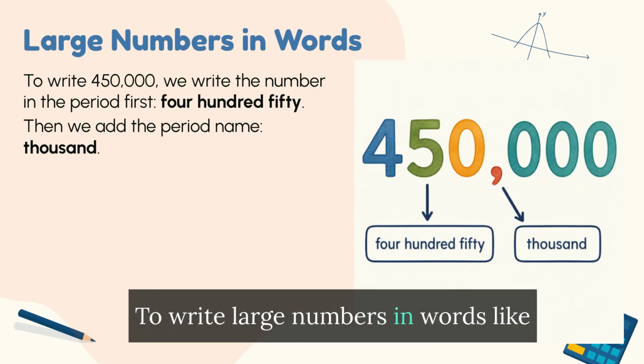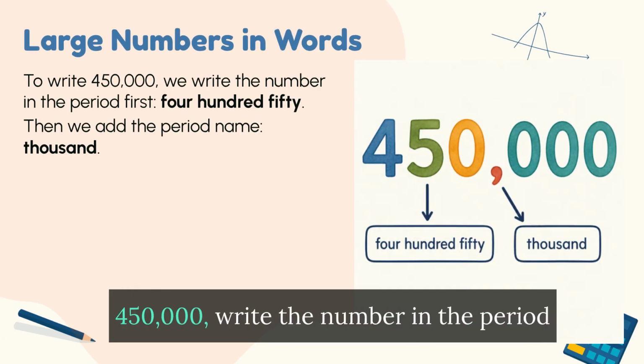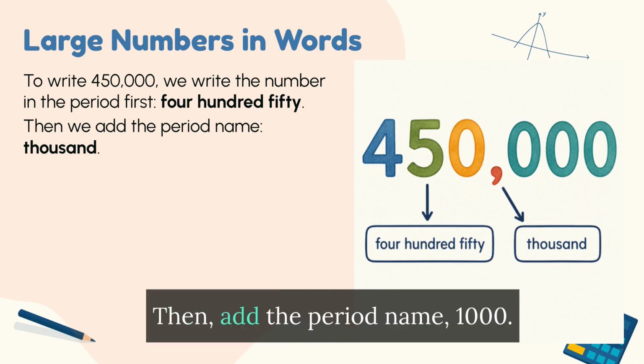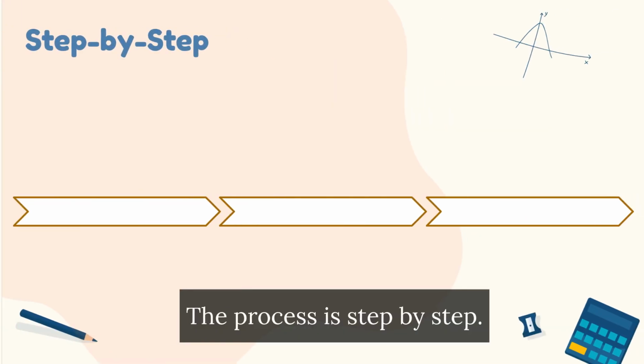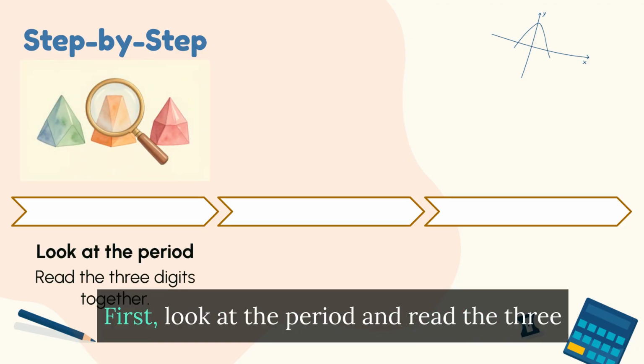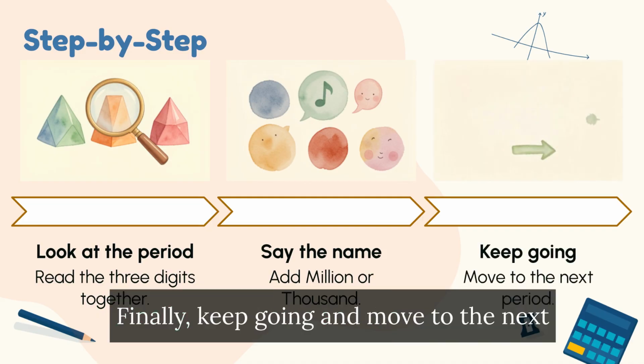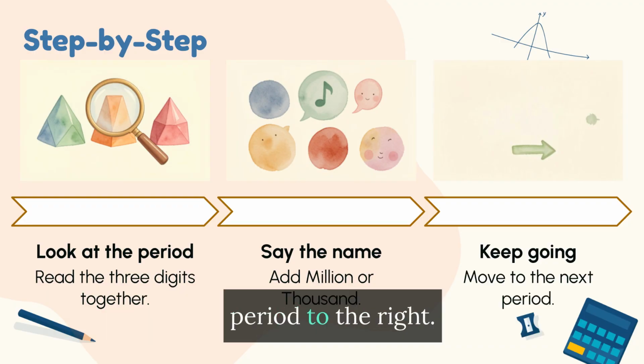To write large numbers in words, like 450,000, write the number in the period first, four hundred fifty. Then, add the period name, thousand. The process is step by step. First, look at the period and read the 3 digits together. Next, say the period name, like million or thousand. Finally, keep going and move to the next period to the right.